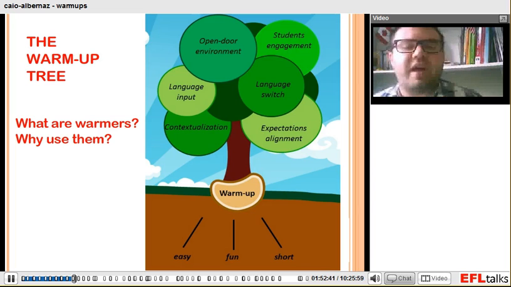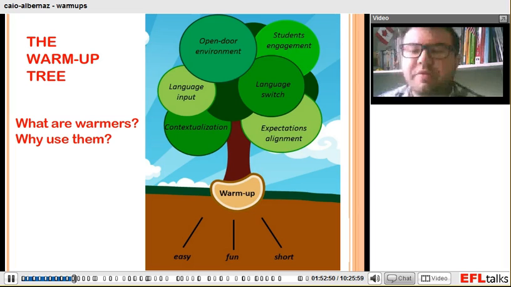So I'd like to introduce to you the warm-up tree, which is a drawing that I came up with that shows the three main characteristics of a warm-up. First of all, warm-ups are activities that we use at the very first moment of a lesson just to start it and to warm students up.